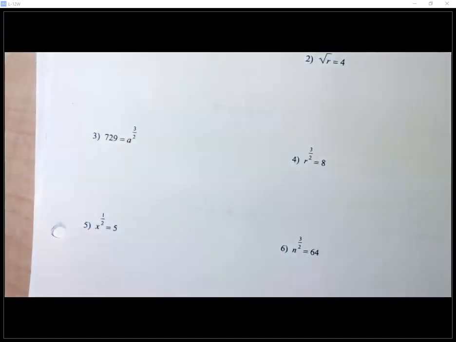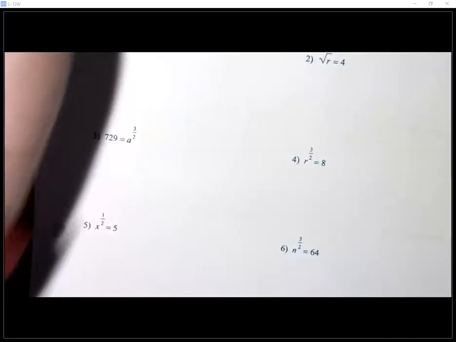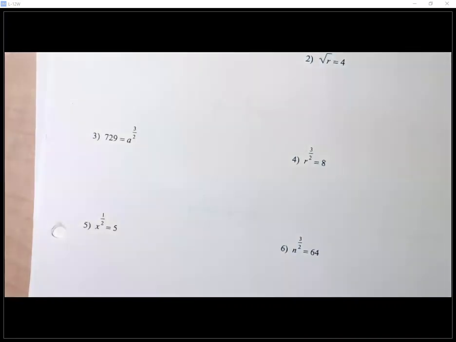So if you take a look at our title today, we are solving equations with rational exponents. Oh, boy. Well, this sounds interesting.